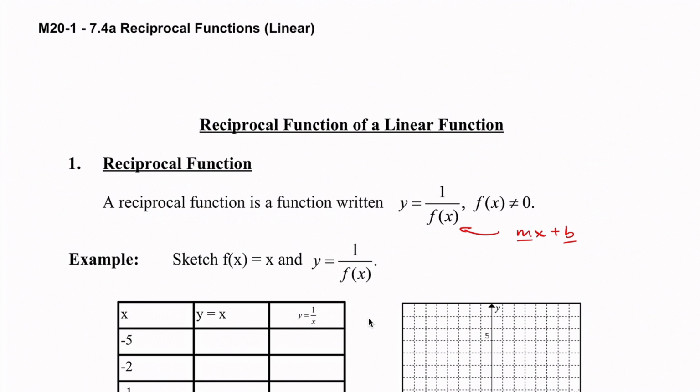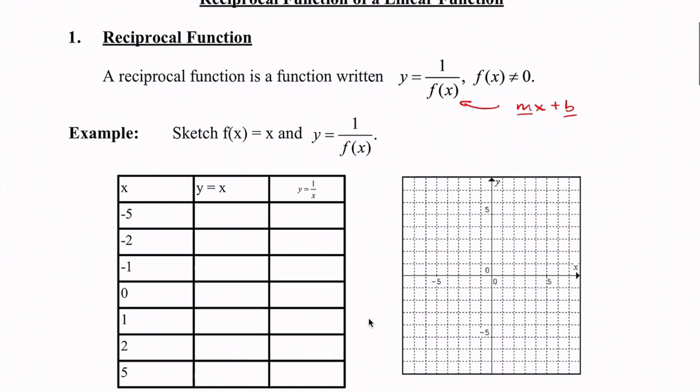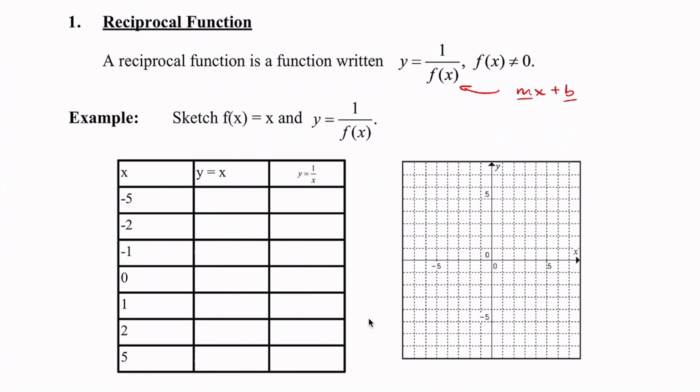So what we're going to do here first, we've got a table and a graph. We are going to graph or sketch the function f of x equals x, and really that's just the function y equals x, and then after we're going to sketch the function y equals 1 over f of x, which will be y equals 1 over x, since f of x was just x. So it's the reciprocal function. You basically took this and you took the reciprocal, so it just flipped down to the denominator.